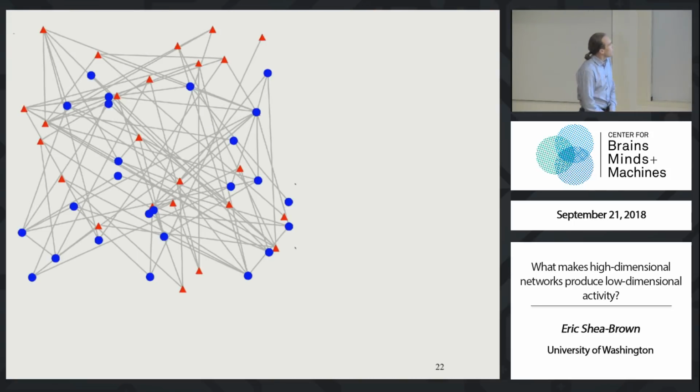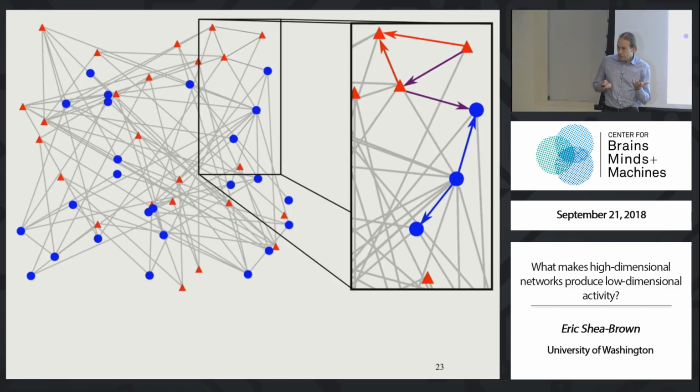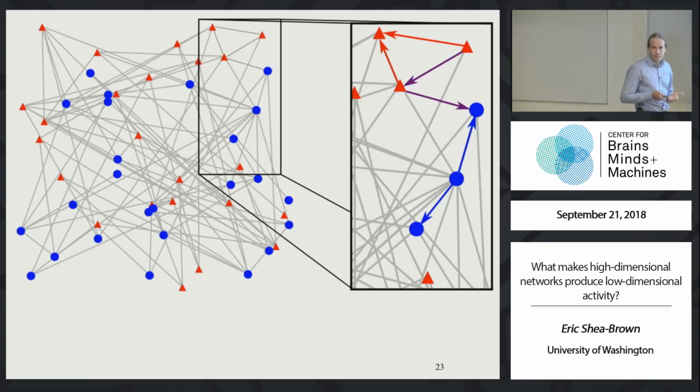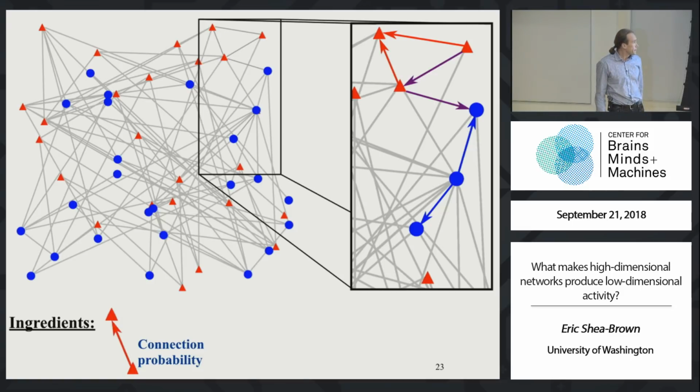OK, so what is it, if it's not just connection probability, that actually determines, in the end, the dimensionality of the activity that a neural network will produce? Well, to get at that, let's see what the ingredients of a general neural network are. The first ingredient, indeed, is this connection probability. I can go through any general complicated network and count how many links it has. Sounds like a good descriptor of a network.